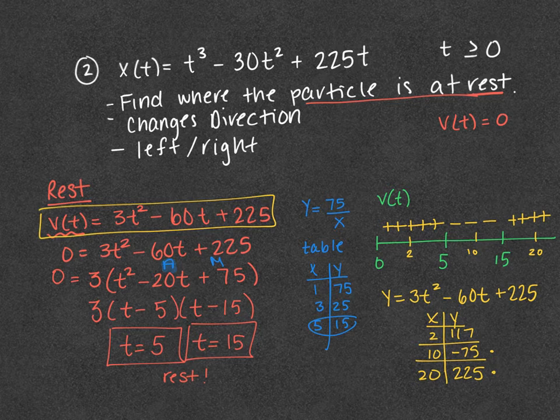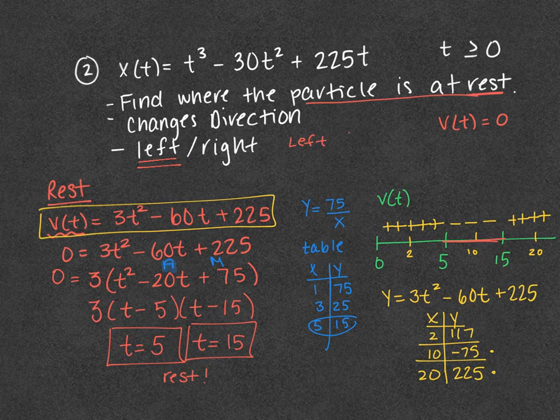It's not something that is going to be resting for a while. And then the left and the right is just based off of these signs. So it's left when it's negative, and it's right when it's positive. So we are moving left from 5 to 15. So I'm going to write that down.